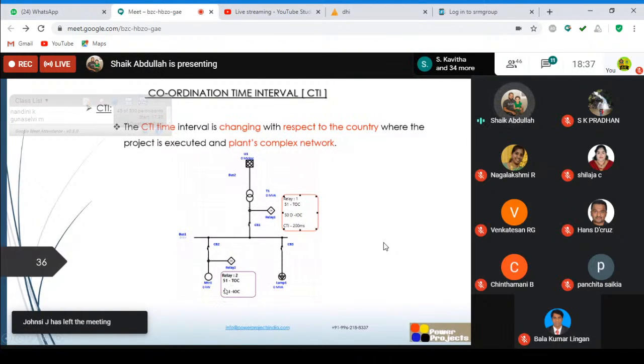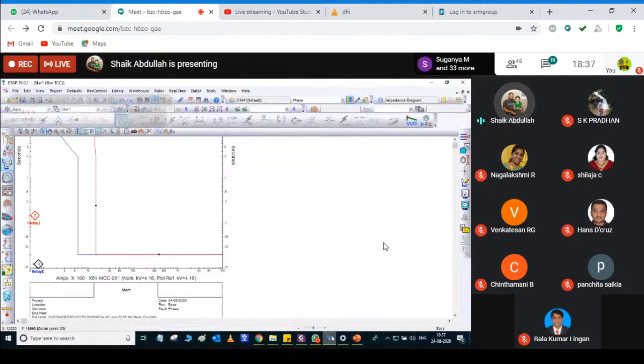After this relay, my relay 2 operates. If the breaker CB2 fails to operate, then after 200 milliseconds, my relay 1 has to operate. This time coordination between two relays is widely called the coordination time interval. So how are we going to achieve it here?